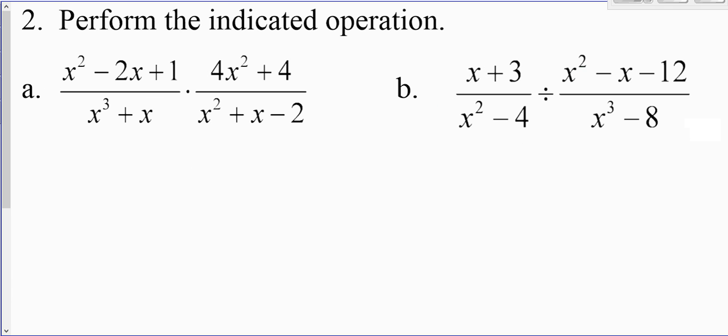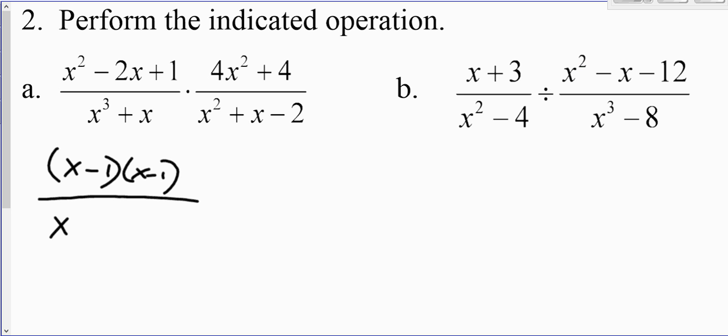All right, example number 2. Here we're going to do multiplication and division of rational functions. And again, as with our other ones, we want to factor things first and see if we can simplify them out. So x squared minus 2x plus 1, we can factor into x minus 1 times x minus 1, over, factor out an x, and I'm left with x squared plus 1.